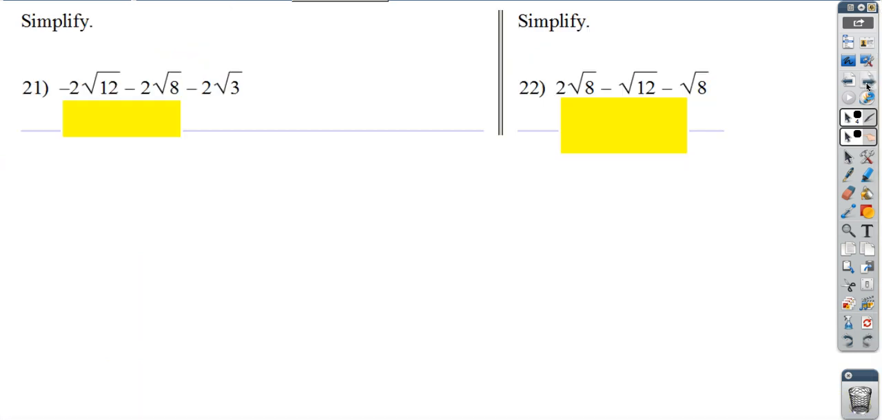So in the next video, we will work on adding and subtracting radicals or roots together, which is the remaining part of 6.5.